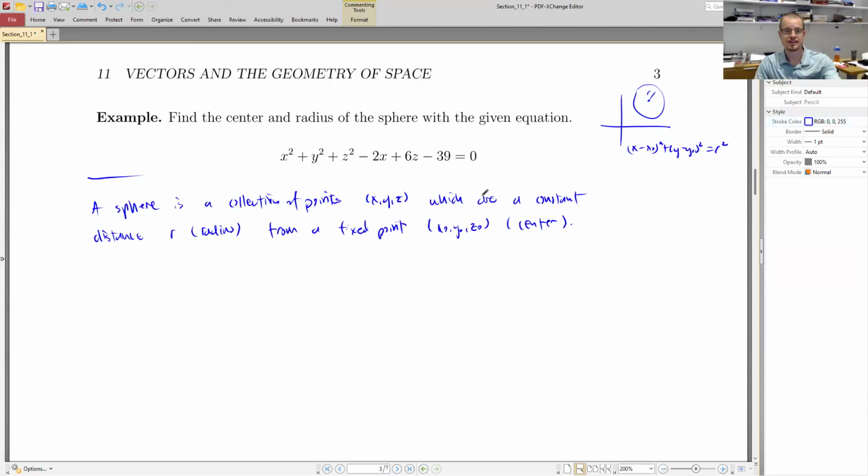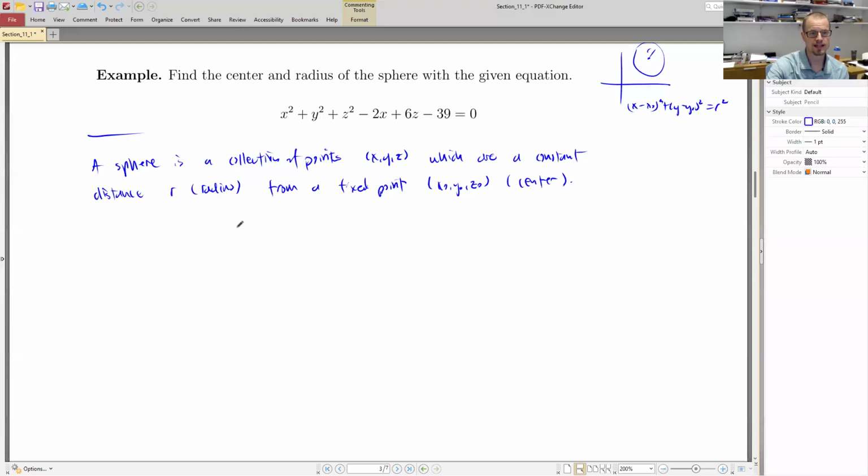So here, if we recognize this definition of a sphere, points equidistant from a center, from a fixed point, then using the distance formula, we have that the distance between the points, so the square root of x minus x naught squared plus y minus y naught squared plus z minus z naught squared, right? That is the formula for distance. This is equal to r.